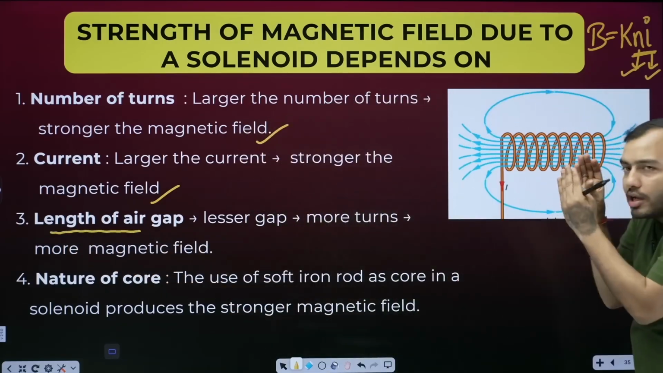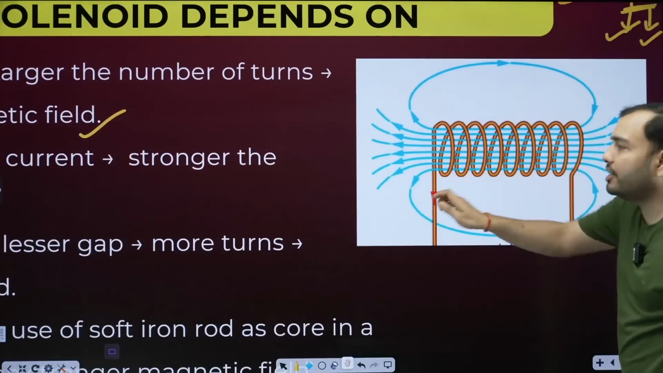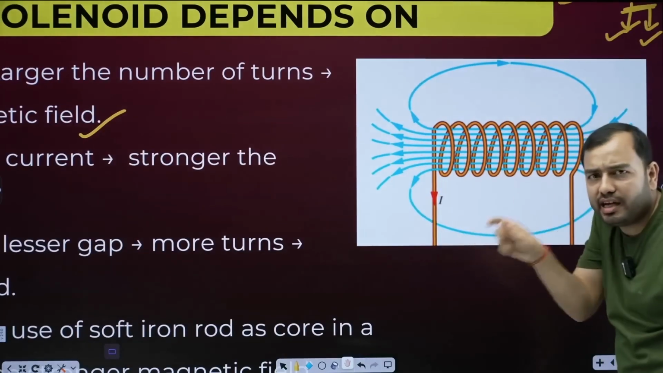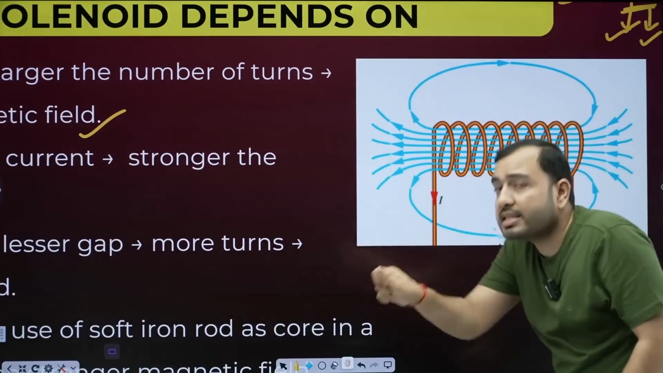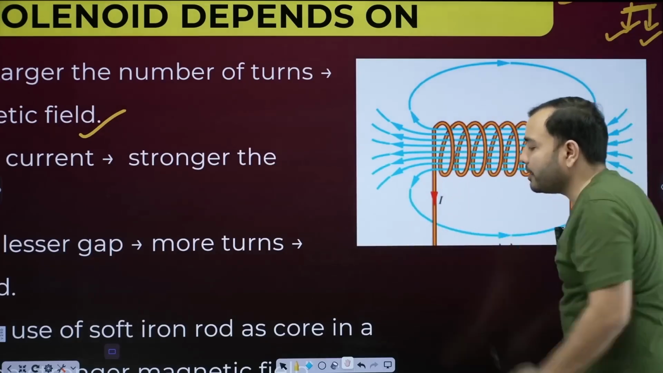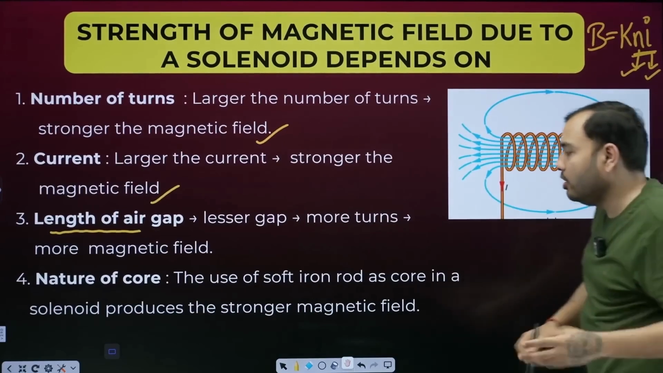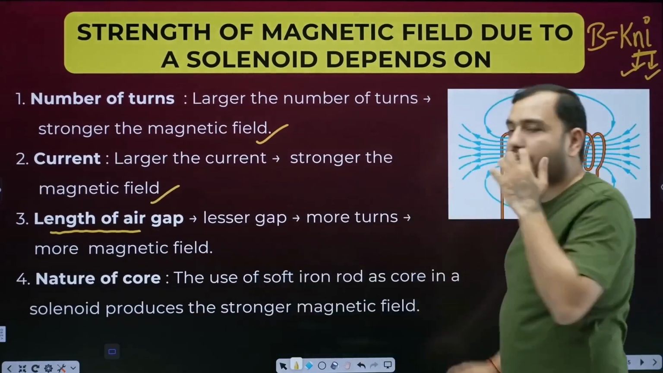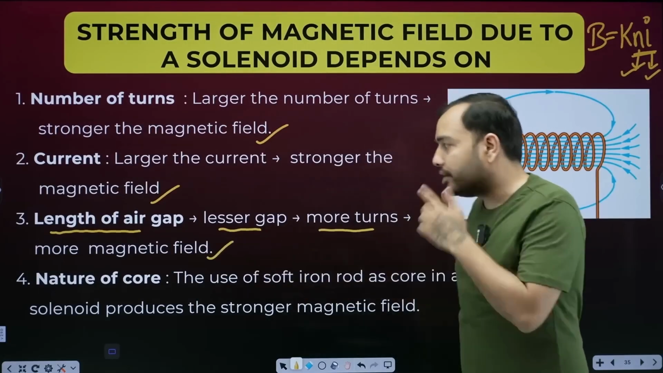The more he reduces the air gap, as visible here, there is an air gap between the turns. Haven't you seen a spring? It has an air gap in it. How will you reduce the air gap? By increasing the number of turns, tightly, so they come closer. So the less the air gap, the more the number of turns, and the more the number of turns, the more the magnetic field. This is written: lesser gap, more turns, more magnetic field.